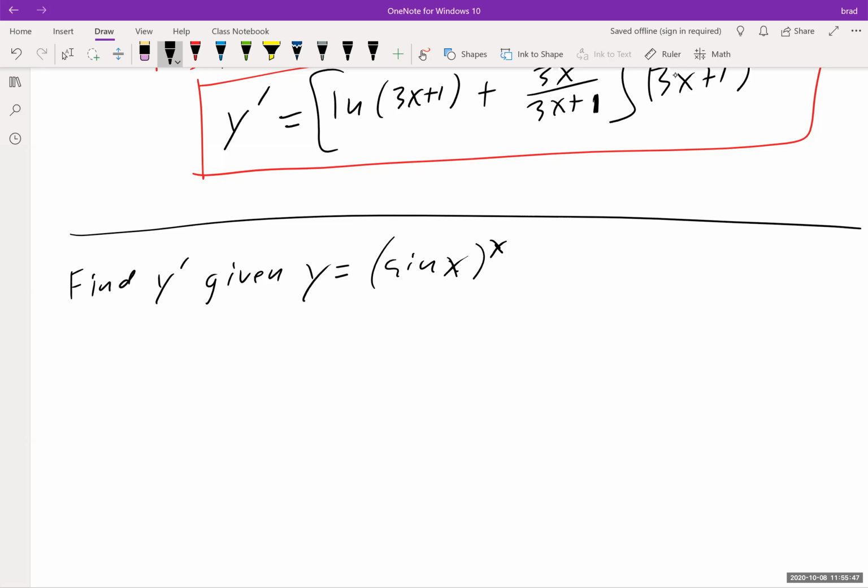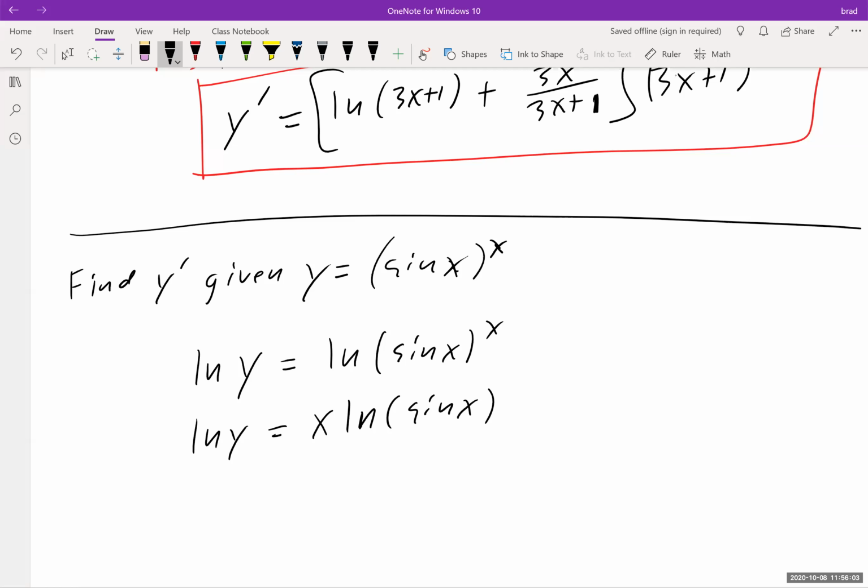Okay, so hopefully you guys are back. What I did was I took the natural log of both sides. Okay, now we can move the power to the front. Again, I haven't done any derivatives yet. This is just using algebra and logarithms to help me rewrite the problem. Now I can d/dx both sides.